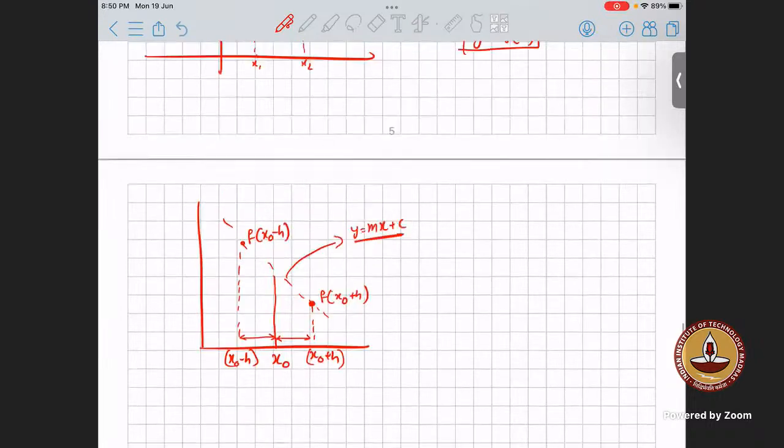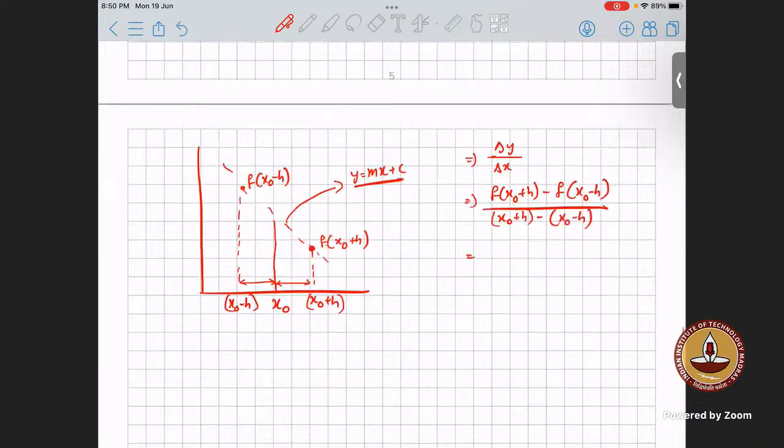We will apply this del y by del x. We don't know how to find the slope. Someone said the slope is del y by del x. We need to check now. We can't believe everyone, so we are checking what del y by del x gives. Del y means change in y, so I am taking f of x naught plus h minus f of x naught minus h, by change in x. What is change in x? X naught plus h minus x naught minus h.